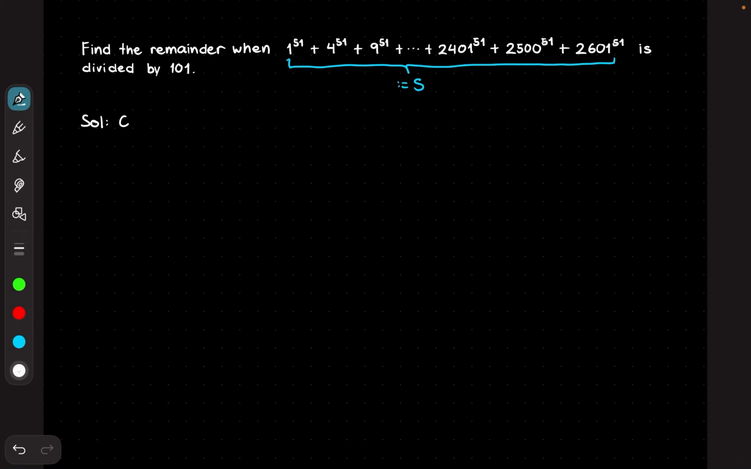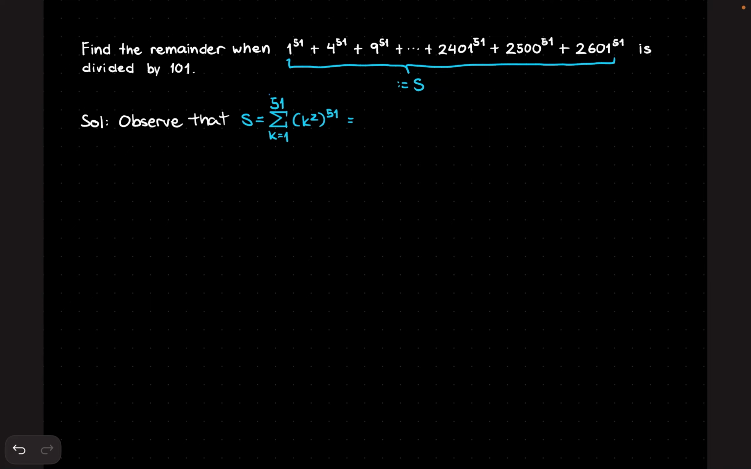So given that fact, again observe that S is just equal to the sum of k squared raised to 51, wherein k is from 1 to 51. By laws of exponents, let's just write this better. The exponents can be multiplied, so we'll have 2 times 51, or just simply k raised to 100. So this is our first key observation.